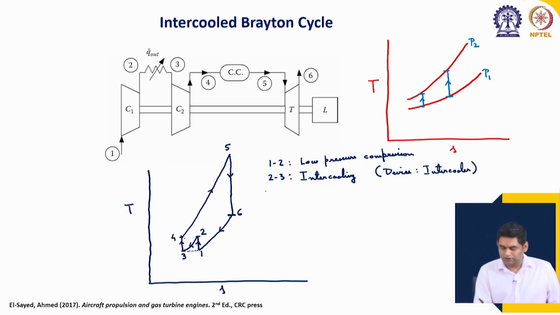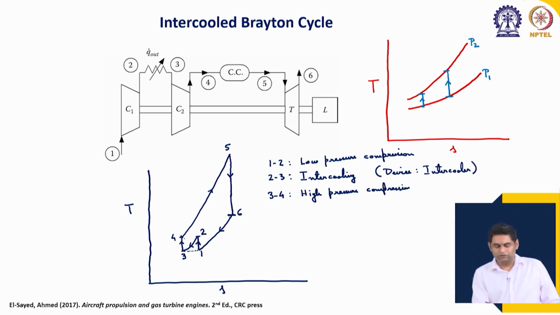Then 3 to 4 is the high pressure compression process. Okay. 3 to 4 is the high pressure compression process. This occurs in the high pressure compressor, because the pressure range is here considerably higher. Then I will not write down the rest of the process, because we already know these processes.